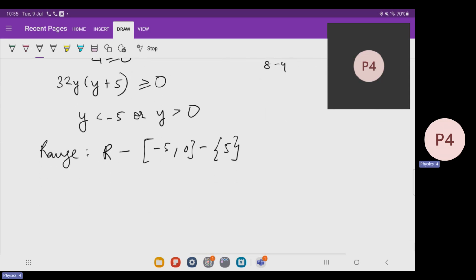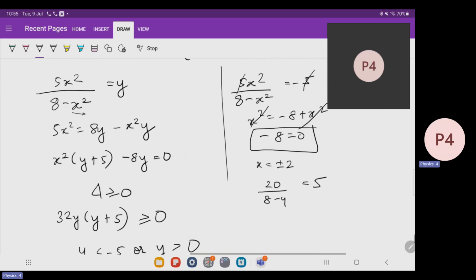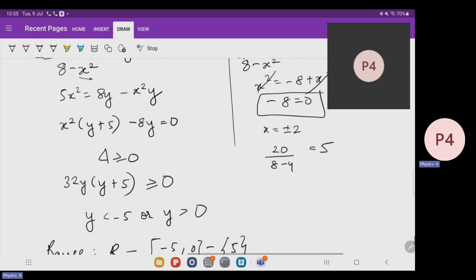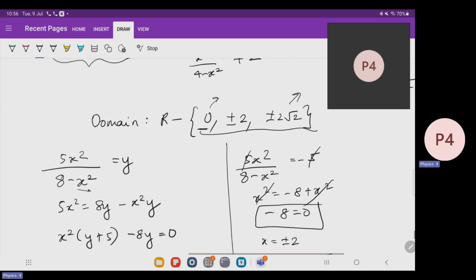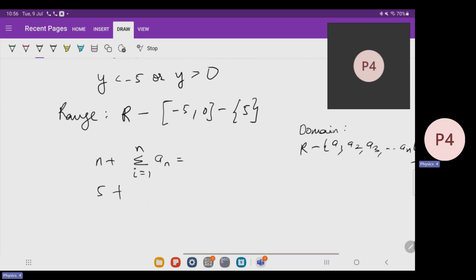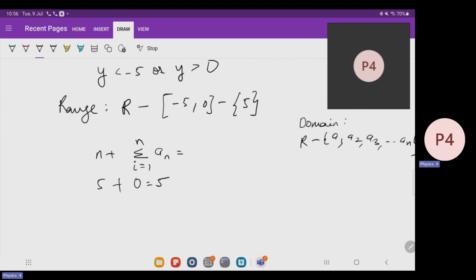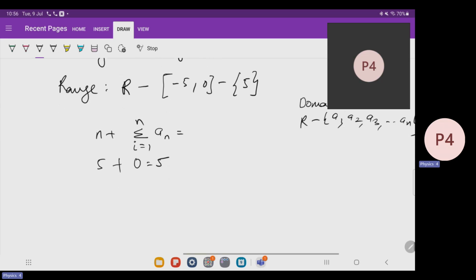Now coming to the option: n plus summation of i equal to 1 to n of a_n. What is n? The domain they are representing as R minus {a1, a2, a3, up to an}. So n is the number of values that are excluded from the domain. How many is that? 5 values. So this is 5 plus the sum of all those values. And the sum of all those values is 0. So this is 5. So option A is correct.